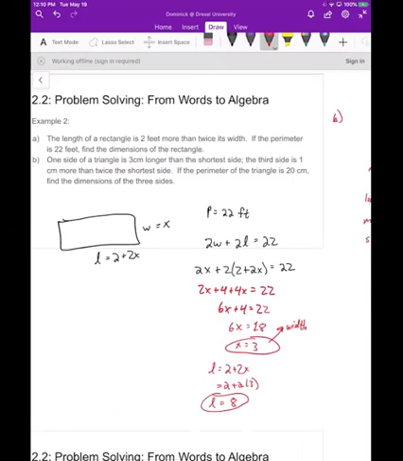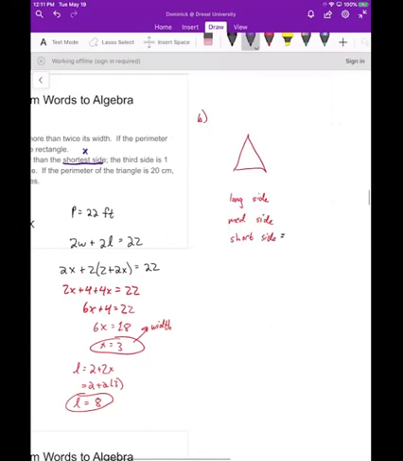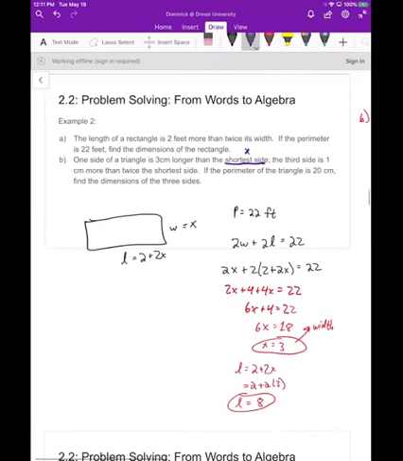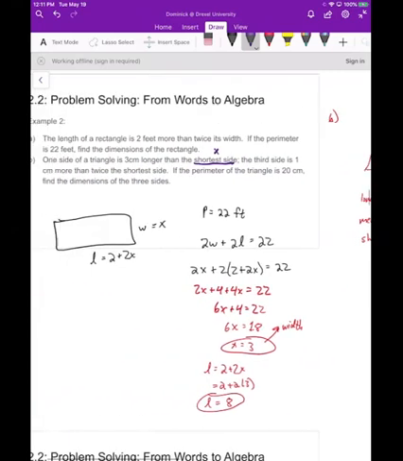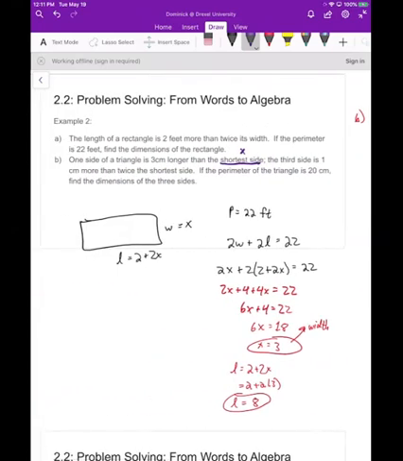Now, if one side of a triangle is 3 centimeters longer than the shortest side, it looks like it's going to make sense to make X the shortest side here. Then we're told that one side of the triangle is 3 centimeters longer, so maybe that's the middle side, say X plus 3. And then we're also told that the third side is 1 centimeter more than twice the shortest side.